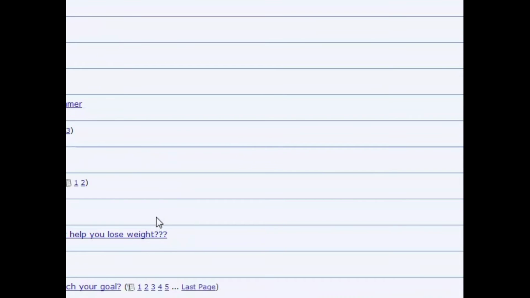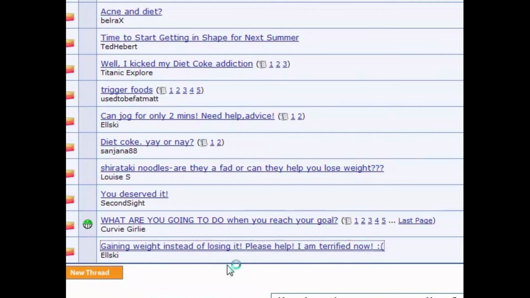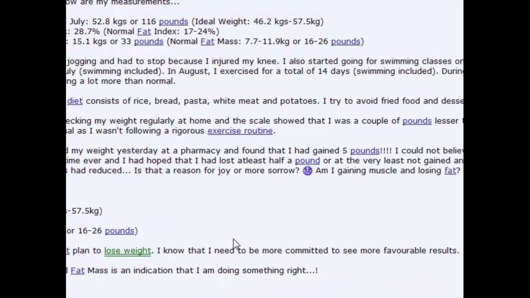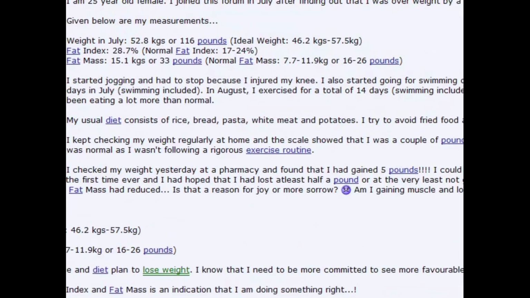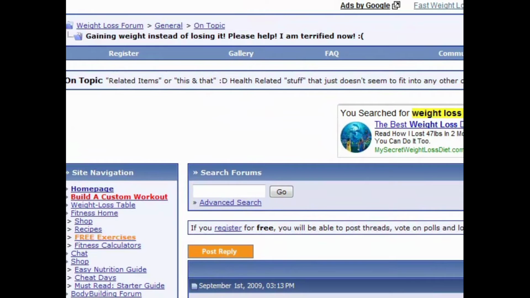I would make note of them, and oh, look, here's a great one. Gaining weight instead of losing it. Help, I'm terrified now. Oh, that's great. Fear, they're afraid. And so these are things that I can hit on whenever I build my review page, okay? So that is the first thing that I would do. I would make note of all of those buyer buttons.